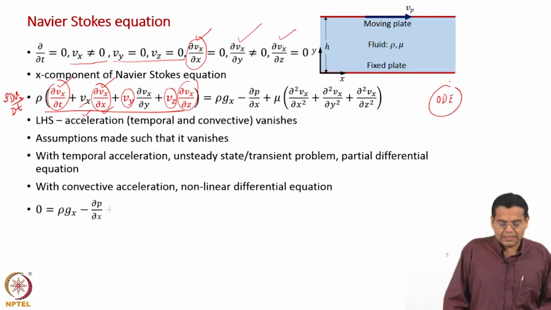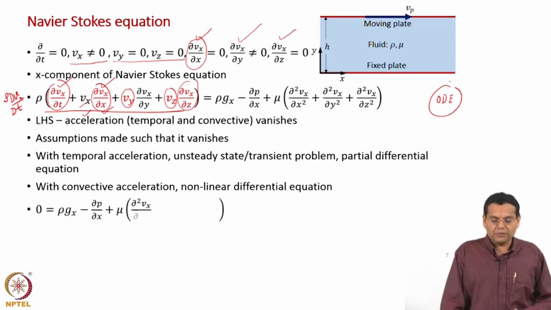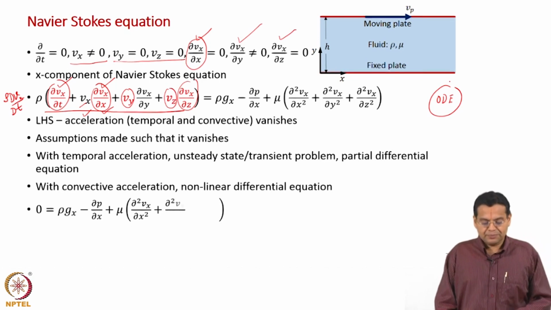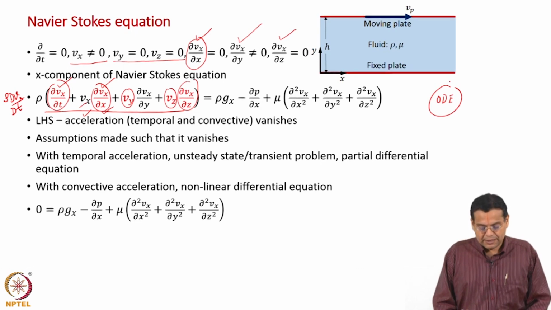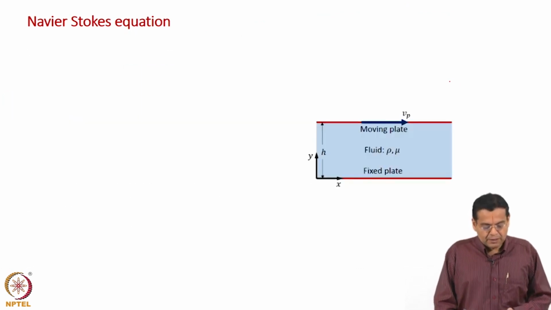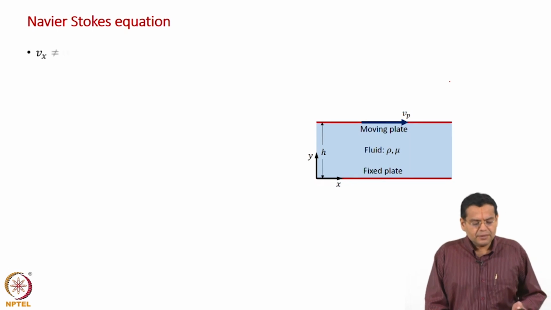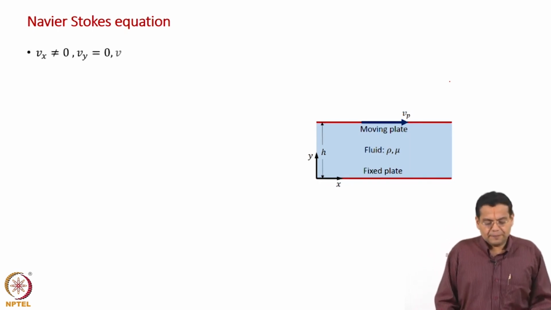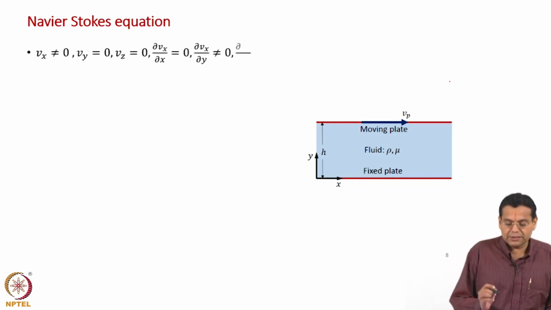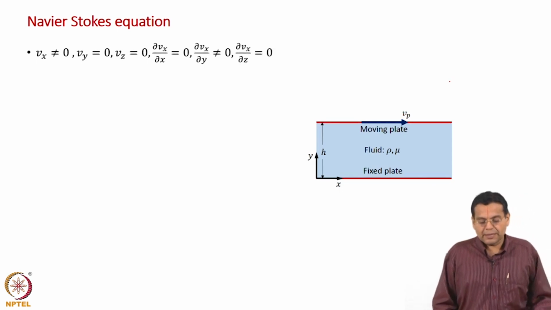Okay. So, now the left hand side is 0 and on the right hand side we have all the forces. Okay. We will take up the right hand side now. We have not discussed how the right hand side gets simplified, we will take that up right now. Okay. Now, let us write down the assumptions required. So, Vx not equal to 0, Vy, Vz are 0, dou Vx by dou x equal to 0, dou Vx by dou y not equal to 0, dou Vx by dou z equal to 0, okay, that we already discussed.